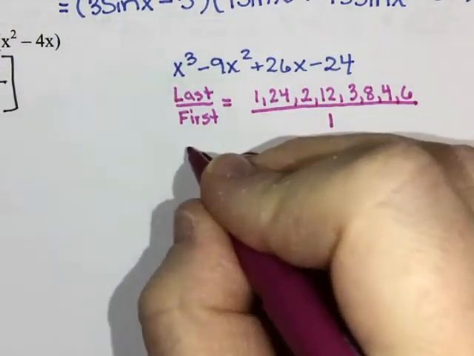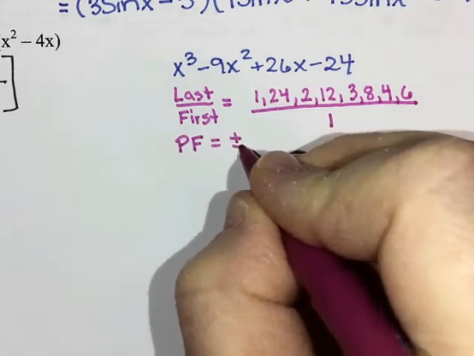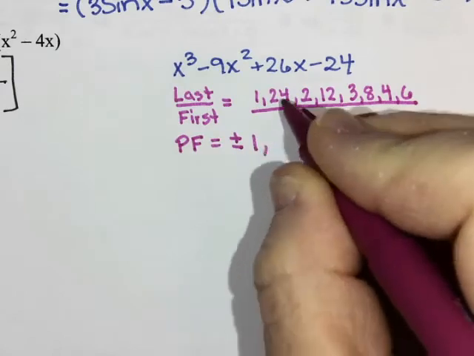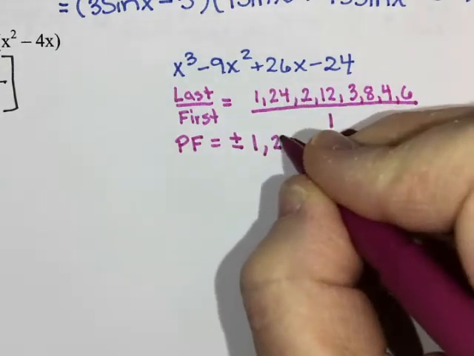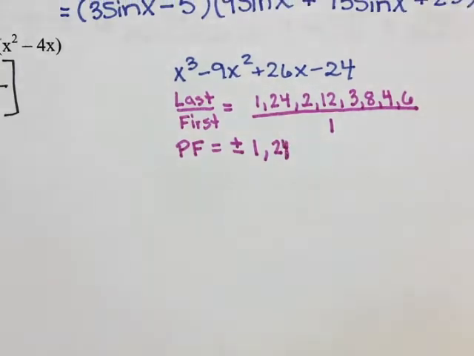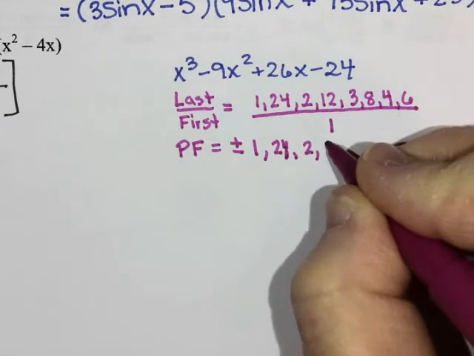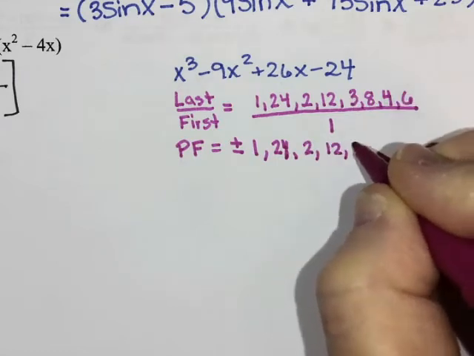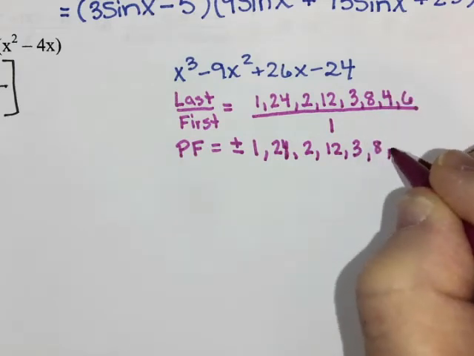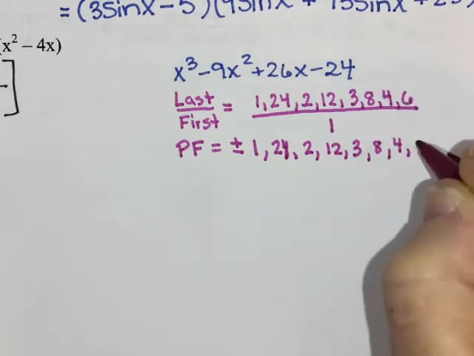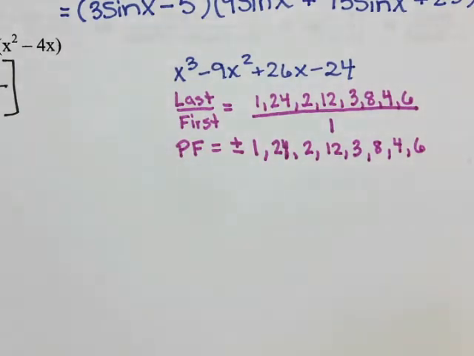So that means my list of possible factors are plus and minus 1 divided by 1, which is 1, 2 divided by 1, which is 2, sorry, that's 24, not 2 and 4. So 24 divided by 1 is 24. 2 divided by 1 is 2. 12 divided by 1 is 12. 3 divided by 1 is 3. 8 divided by 1 is 8. 4 divided by 1 is 4. And 6 divided by 1 is 6. And like I said, they could be positive or they could be negative.